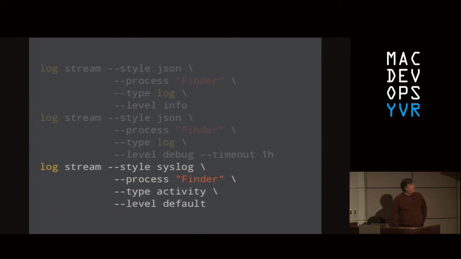And again, this provides us with tons of options. It's very customizable to be able to go back and pull logs from cache and also to stream logs in real time. There's also a log collect argument, which is explicitly for gathering logs for later analysis, and it saves to a format that Console app can open and view.